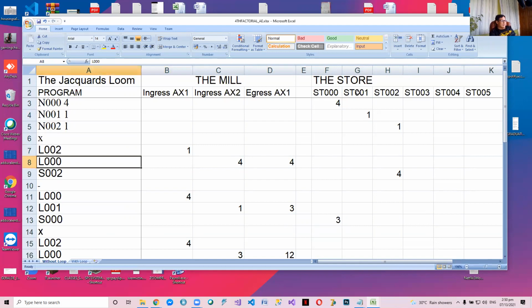When we say L000, which is currently 4, ilalagay siya sa ingress axis 2 because it's the second after the operation card. And right away, since it's a multiplication, 1 times 4 is equal to 4. So the egress axis will have a value of 4.